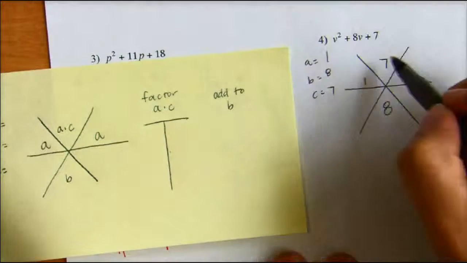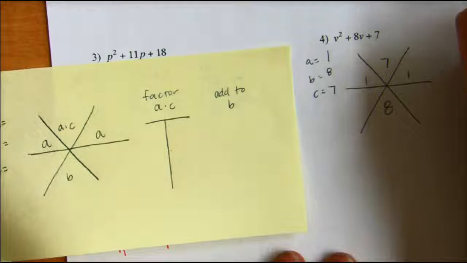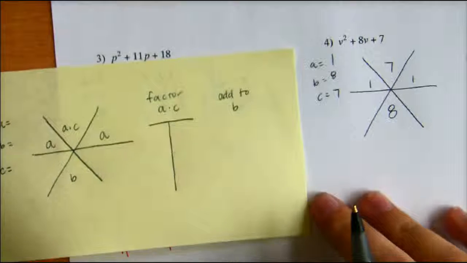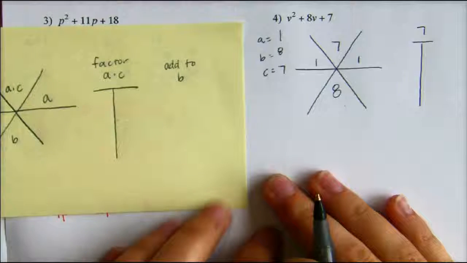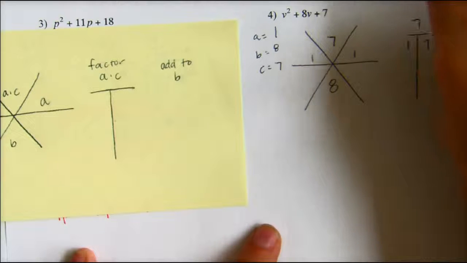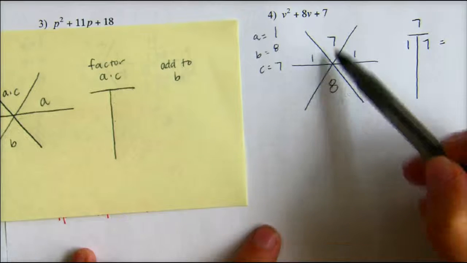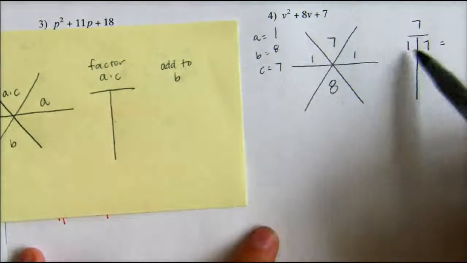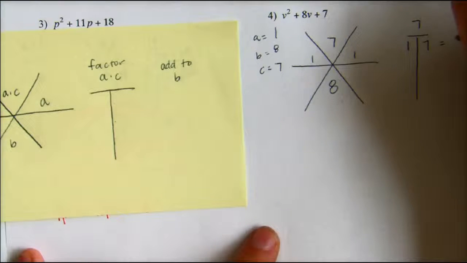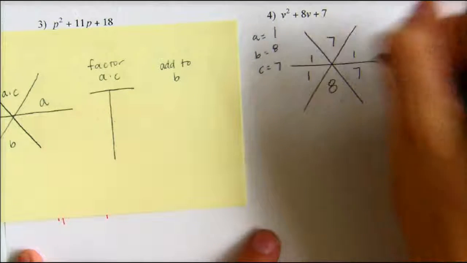I'm going to set up and factor out A times C, so A times C is 7. If I list out my factors of 7, take a moment and think, what multiplies to 7? And the answer is just 1 times 7. Again, I don't have to worry about negatives since both of these numbers are positive. 1 plus 7 will give me 8, so I end up at my B value, which means that I can write in these values here, 1 and 7.